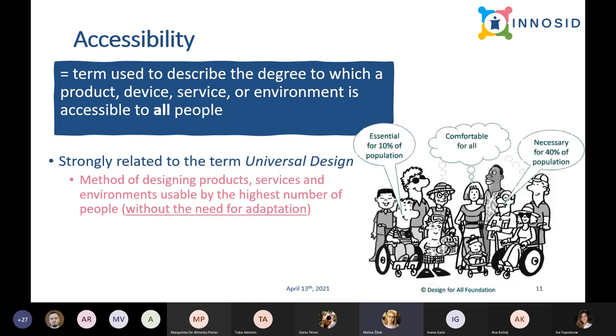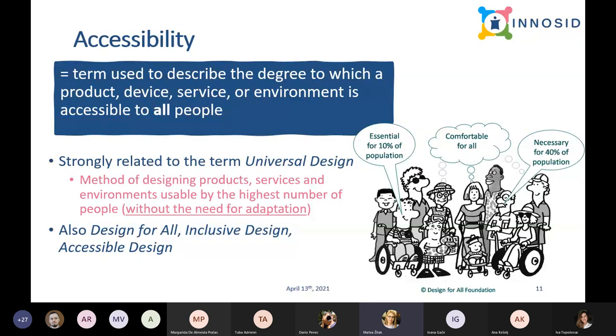A curb cut is essential for people using wheelchairs, but it can also be beneficial for kids riding bikes, for seniors with walkers, for parents pushing strollers, for delivery people, for example. So we can see that universal design is a very hot topic, and universal design is also strongly related to the terms design for all, inclusive design, and accessible design.